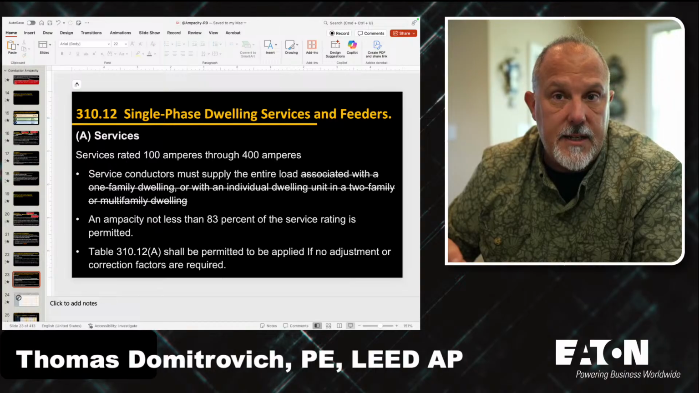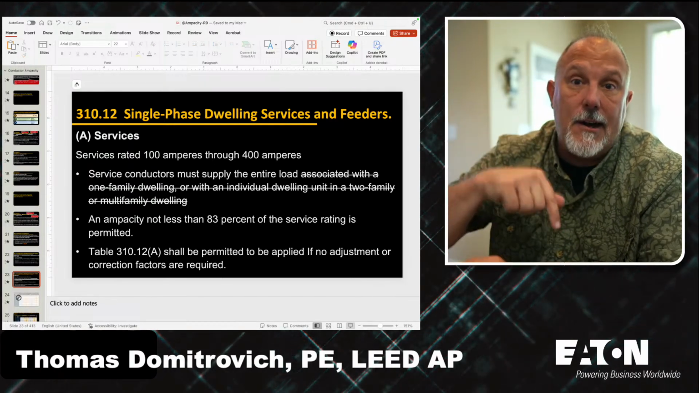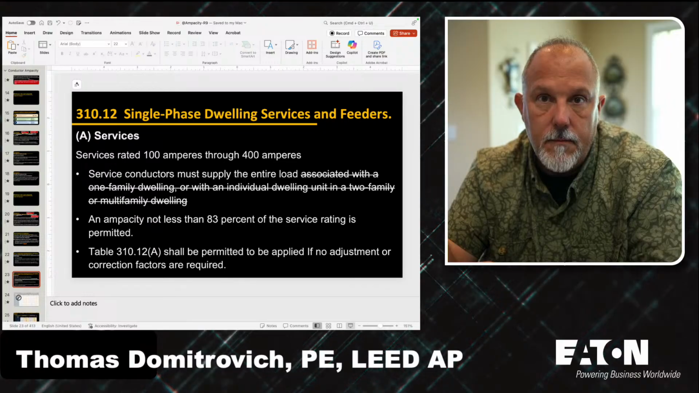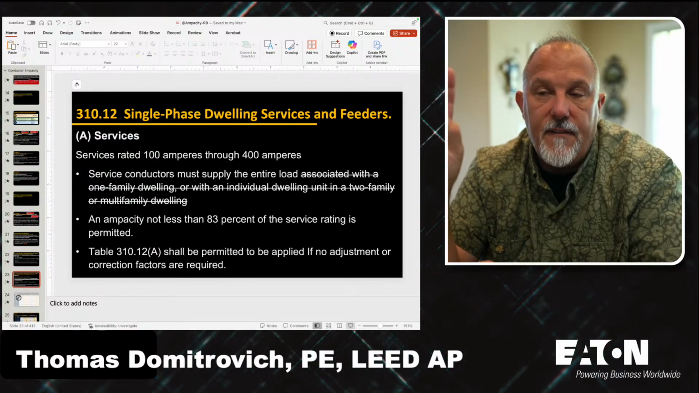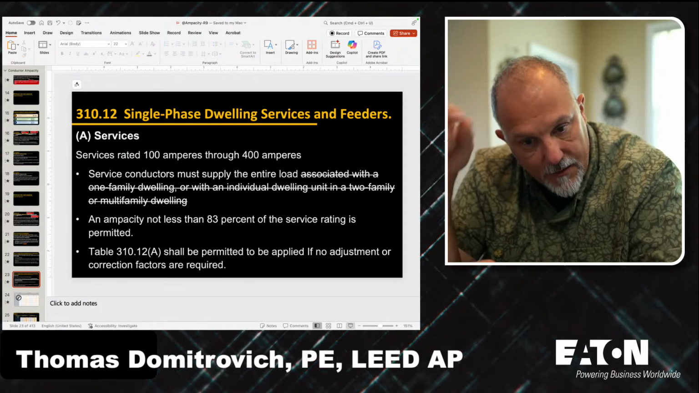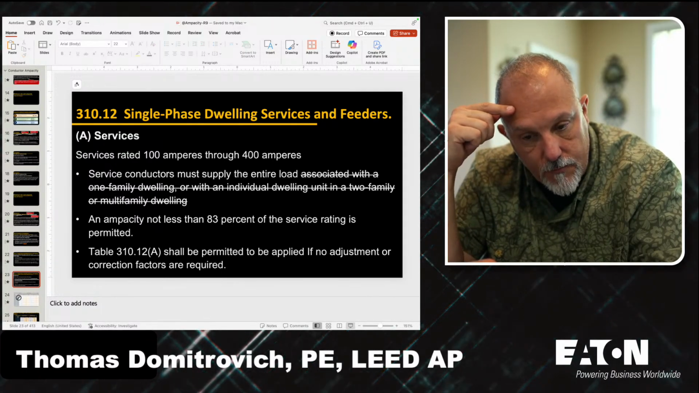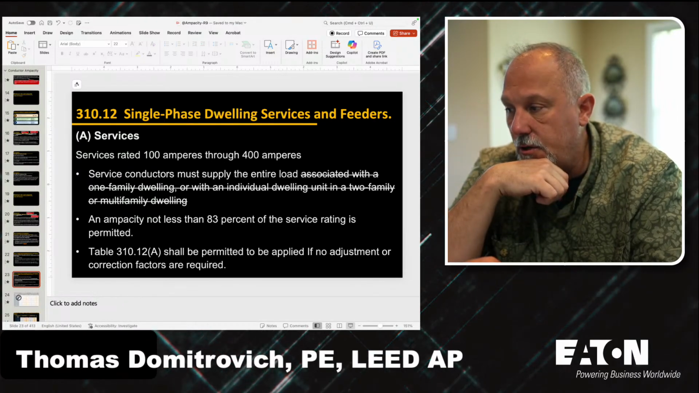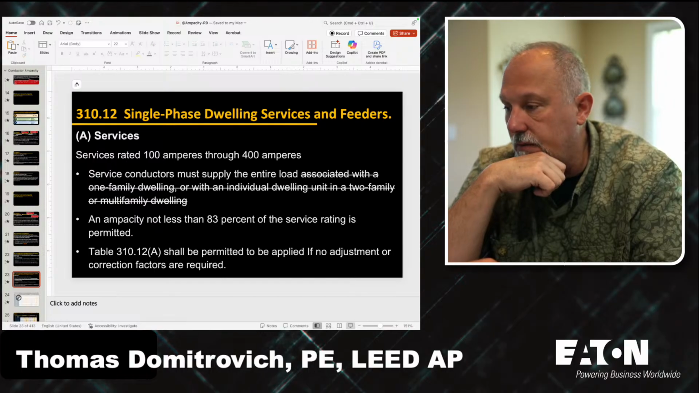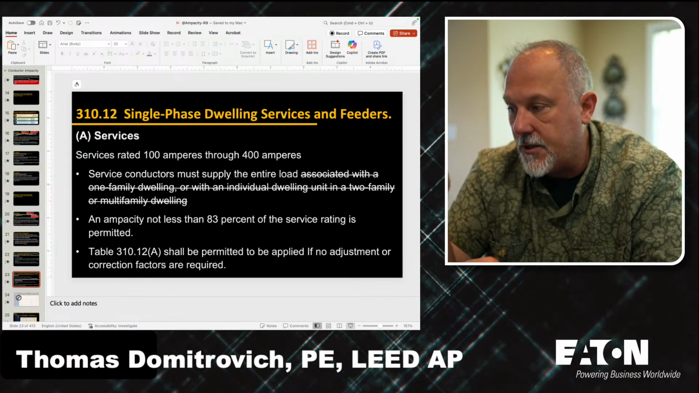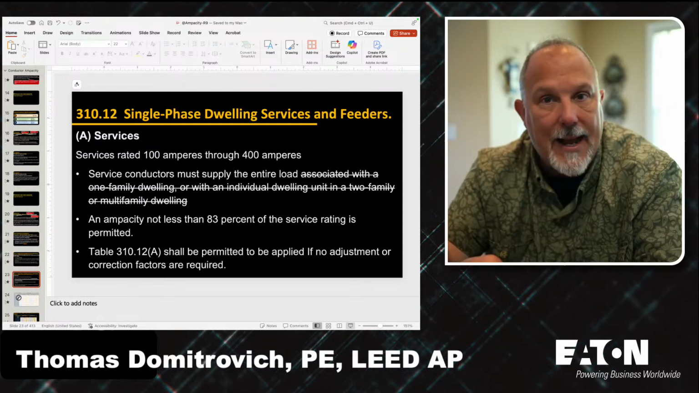The service conductors have to supply the entire load, period. So what that means is, if I have in this house a meter outside, and from the meter I serve a main in my panel board downstairs, and it's a 200 amp service. And in my case, the service conductors are supplying the entire load.